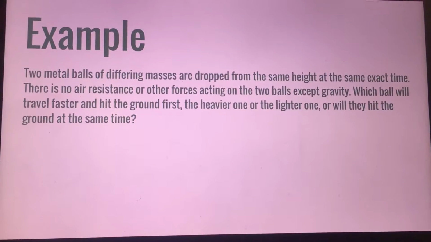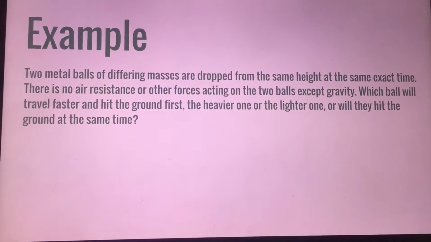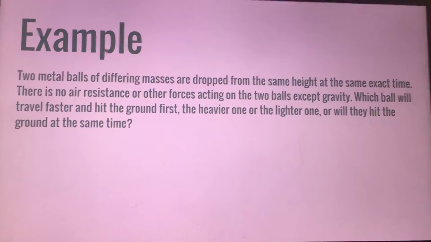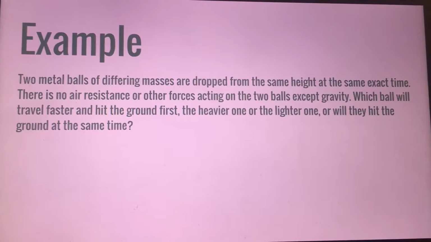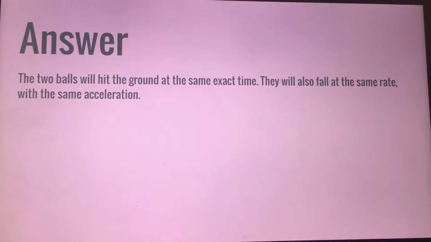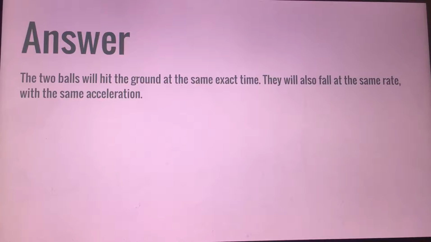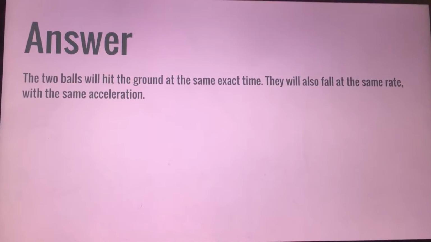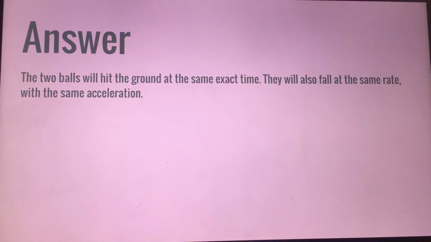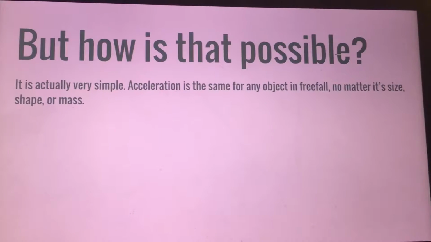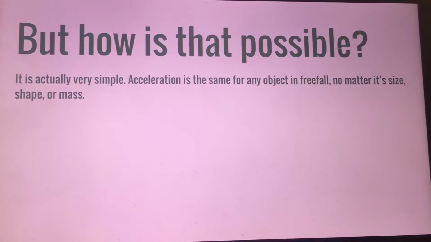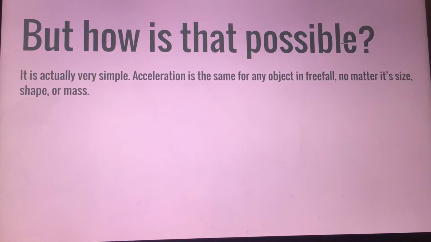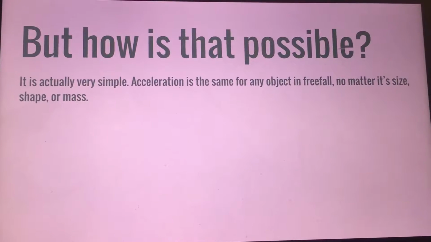So this is a really popular question for physics about two objects of differing masses being dropped, and we're about to find out what the answer is. So the answer is that the two balls will hit the ground at the same exact time. They also fall at the same rate with the same acceleration. Now, you're probably wondering how this will happen. How is that possible? It's actually very simple. Acceleration is the same for any object in freefall, no matter its size, shape, or mass, as long as it is, in fact, in freefall.